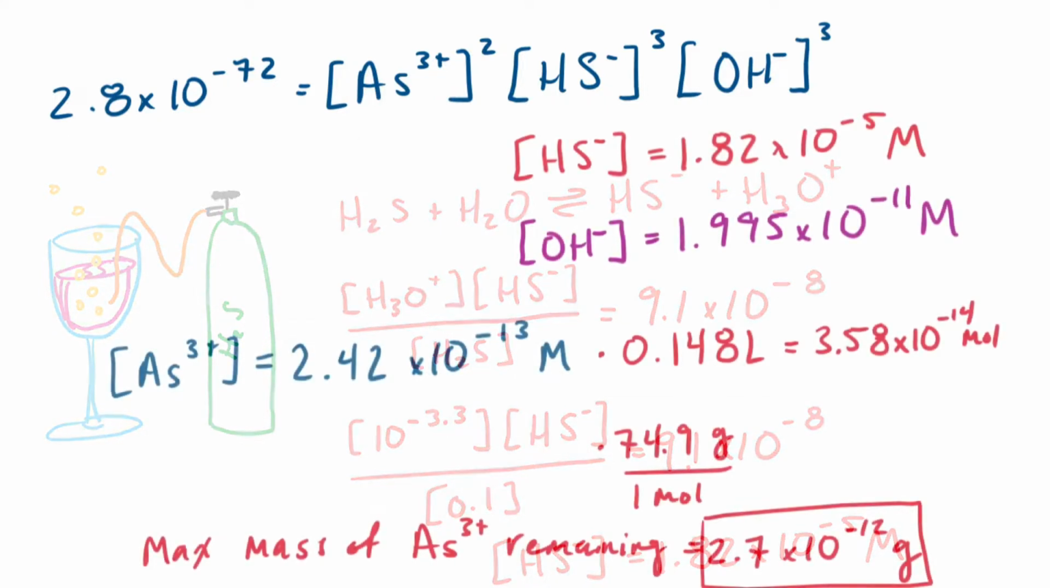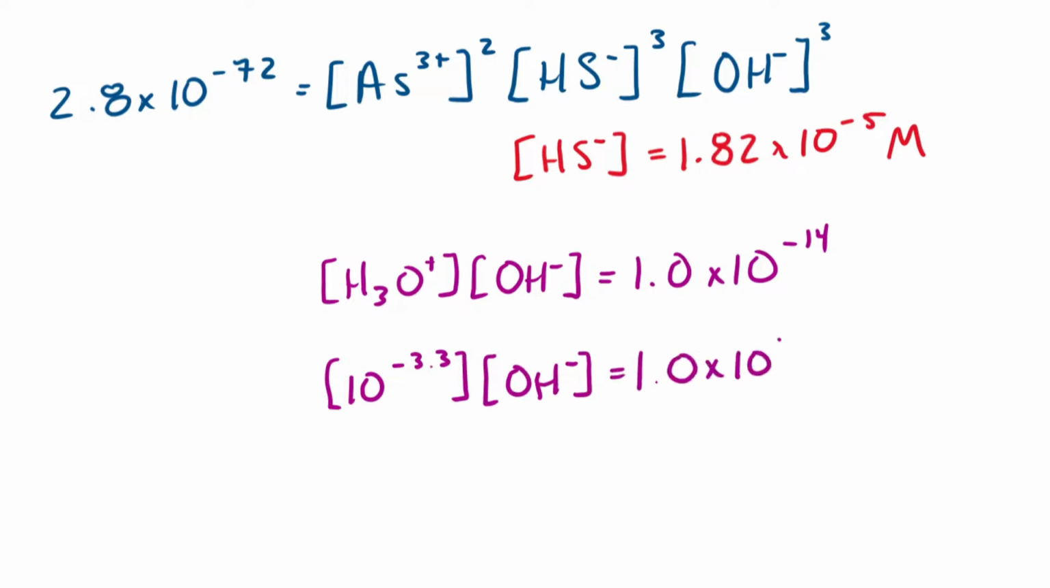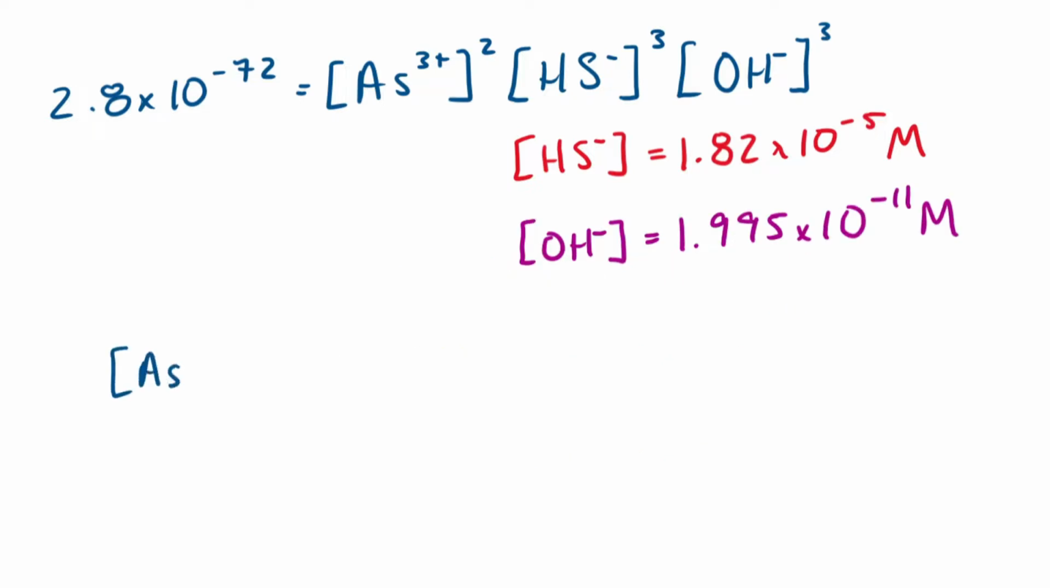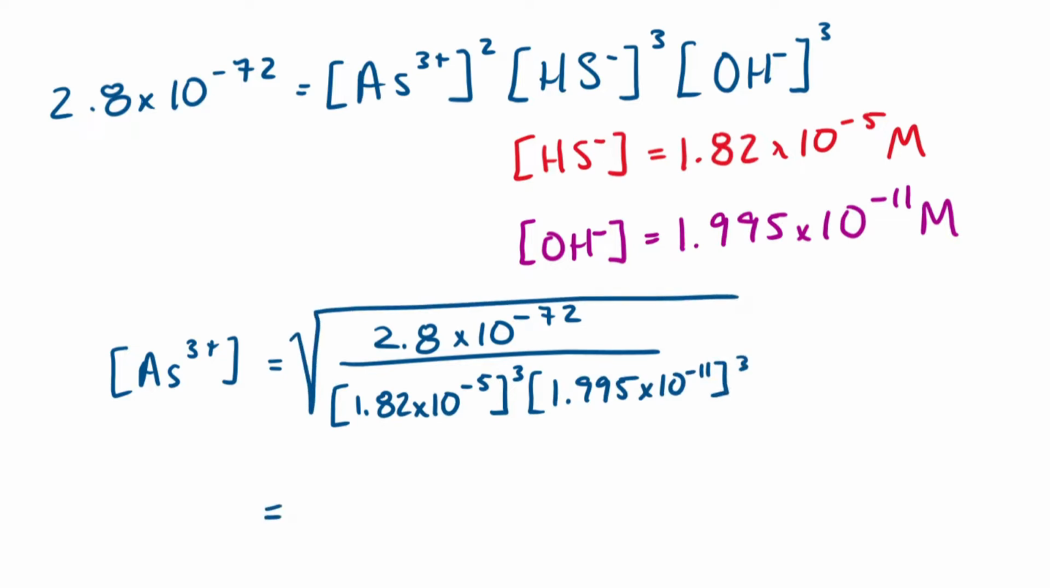And for hydroxide, we can also use the pH and the autoionization constant of water to show that the concentration of hydroxide is 1.995 times 10 to the negative 11. Substituting these values into our solubility product gives us 2.8 times 10 to the negative 72 equals arsenic squared times 1.82 times 10 to the negative 5 cubed times 1.995 times 10 to the negative 11 cubed. Or that the concentration of arsenic under these conditions can be at maximum 2.42 times 10 to the negative 13.